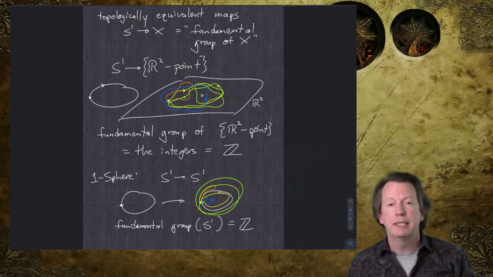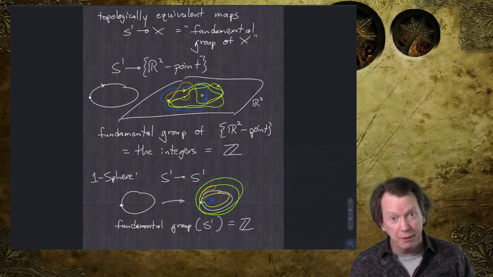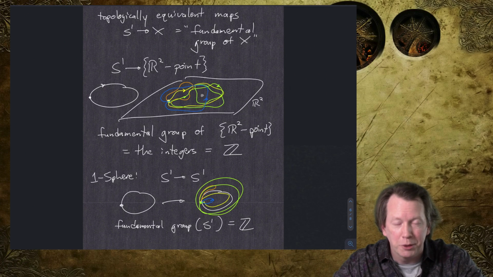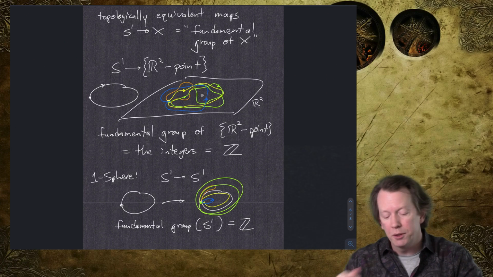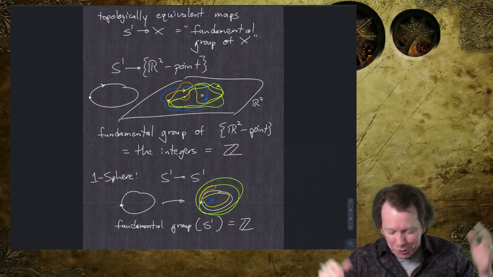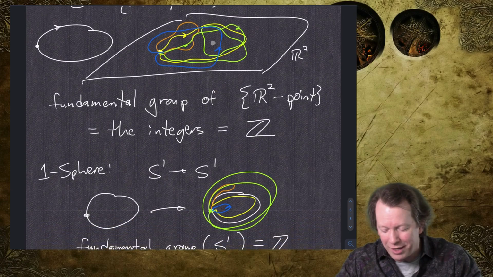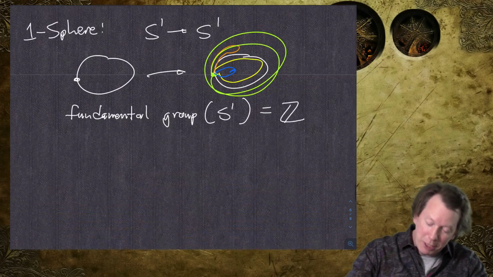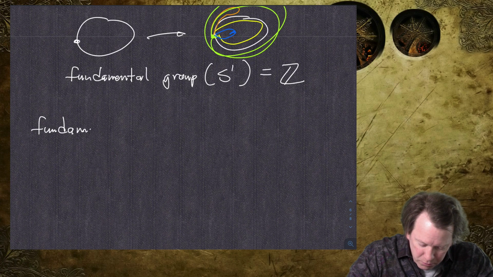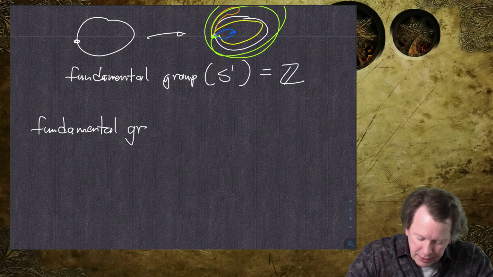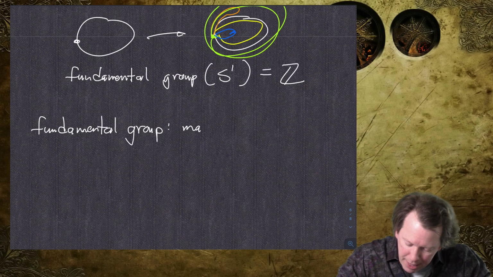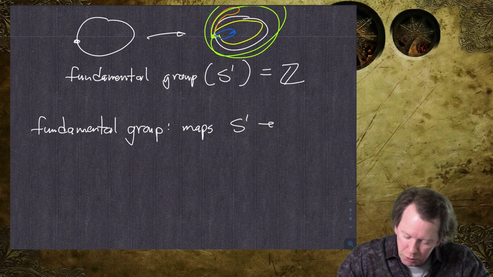So what this is telling us is that the fundamental group of two spaces being different is sufficient but not necessary for two topological spaces to actually be different themselves. The circle is not topologically equivalent to R2 minus a point, but its fundamental group is. And if you want to know why I keep stumbling and saying first, it's because the fundamental group in general is the set of topologically equivalent maps from S1 into your space X.